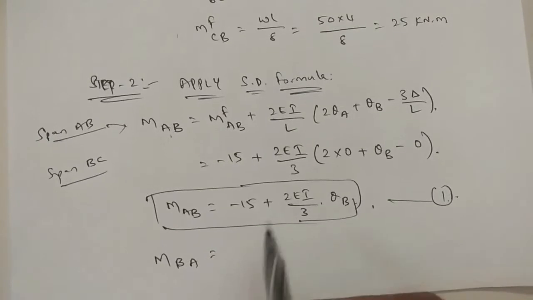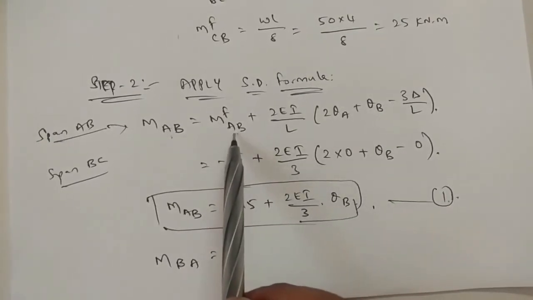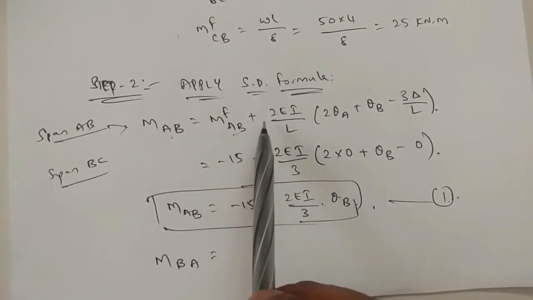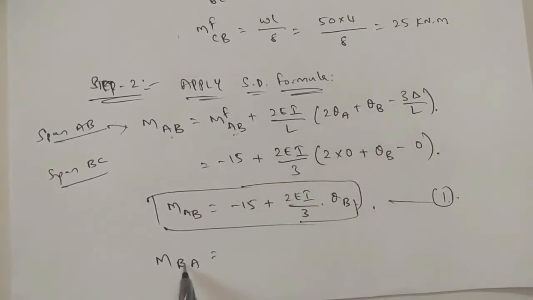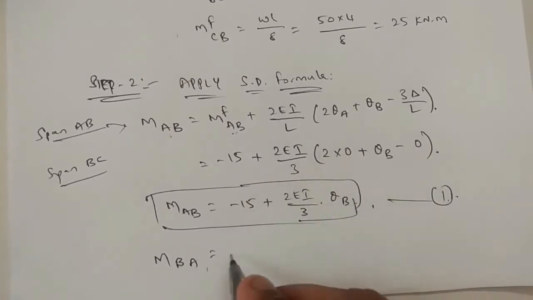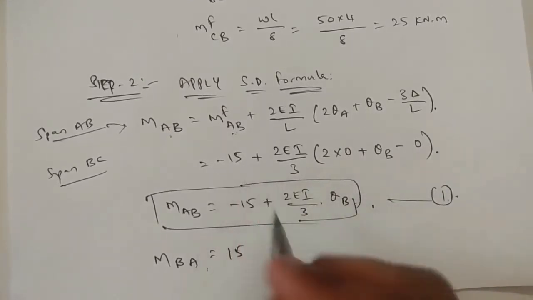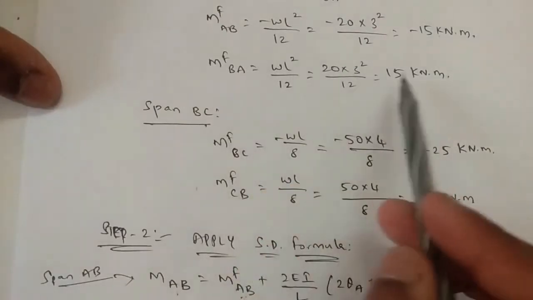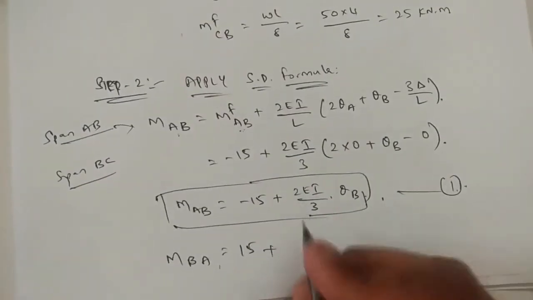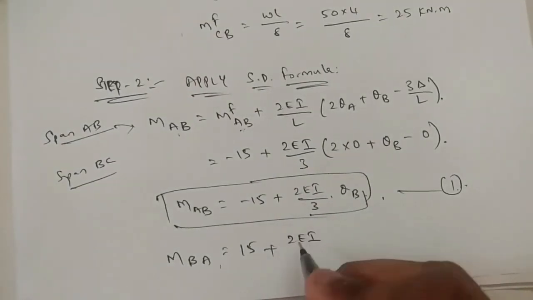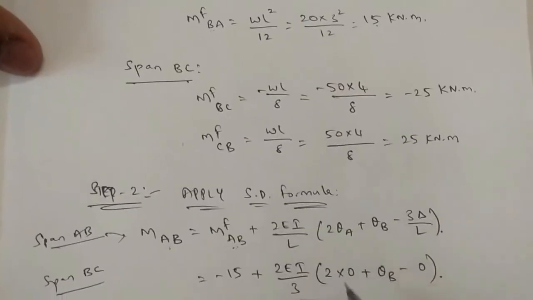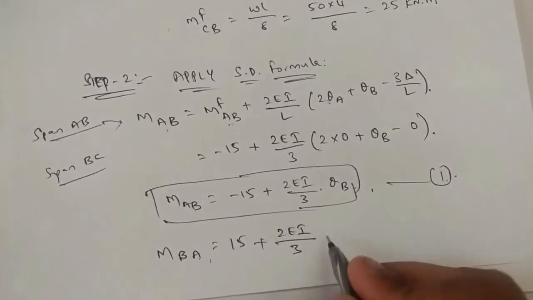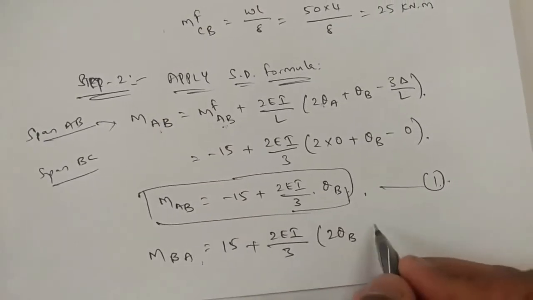Apply the same formula. MF here, in place of AB, you will get MFBA plus 2EI by L into, in place of theta A you will get theta B, instead of theta B you will get theta A. So I am writing directly 15 plus, here I have got MFBA value 15, plus 2EI by L will be same, 2EI by 3. Next, 2 into theta B, we don't know the value of theta B, so 2 theta B.